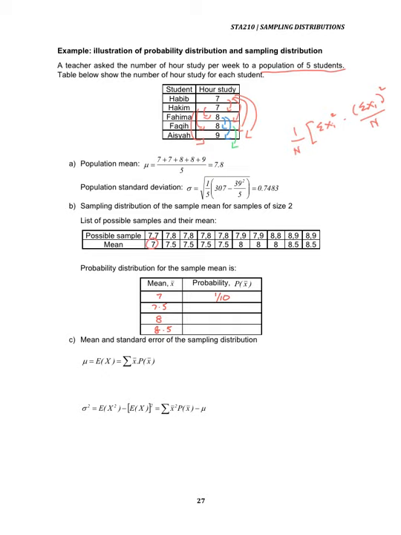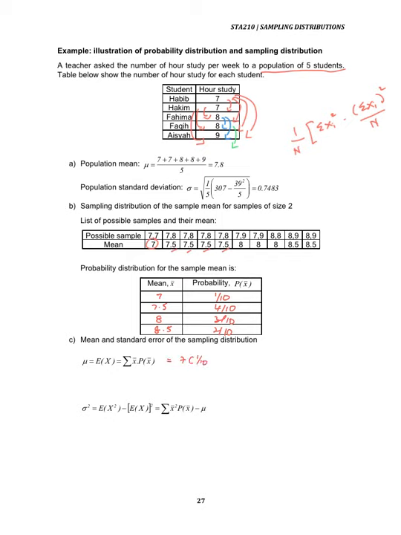For 7.5 we have 1, 2, 3, 4, so 4 over 10. For 8 we have 1, 2, 3, so 3 over 10. For 8.5 we have 2, so 2 over 10. If you total all the probabilities, we get 10 over 10, which is 1. Now we want to calculate the value of the mean, given by the formula summation of x bar times probability of x bar.